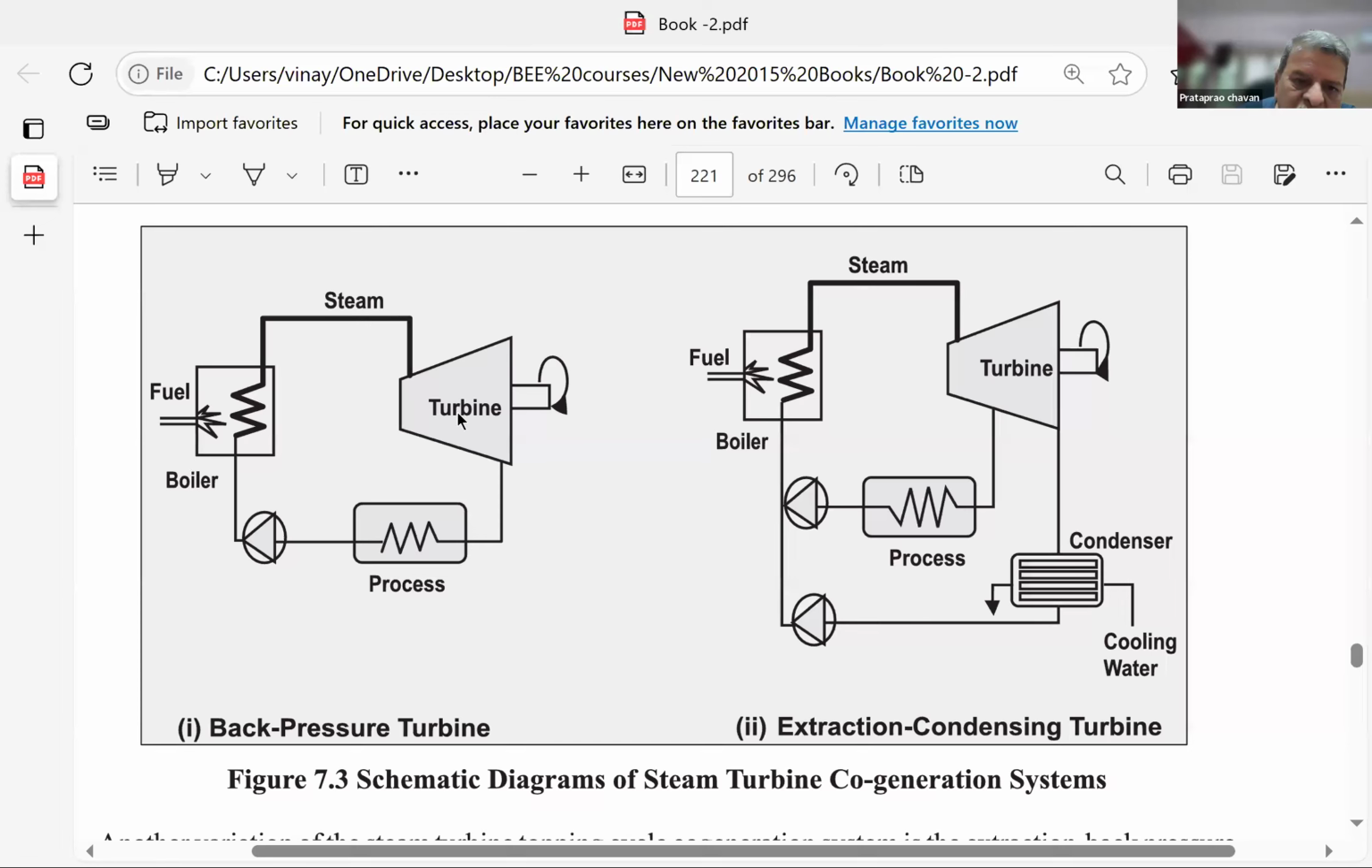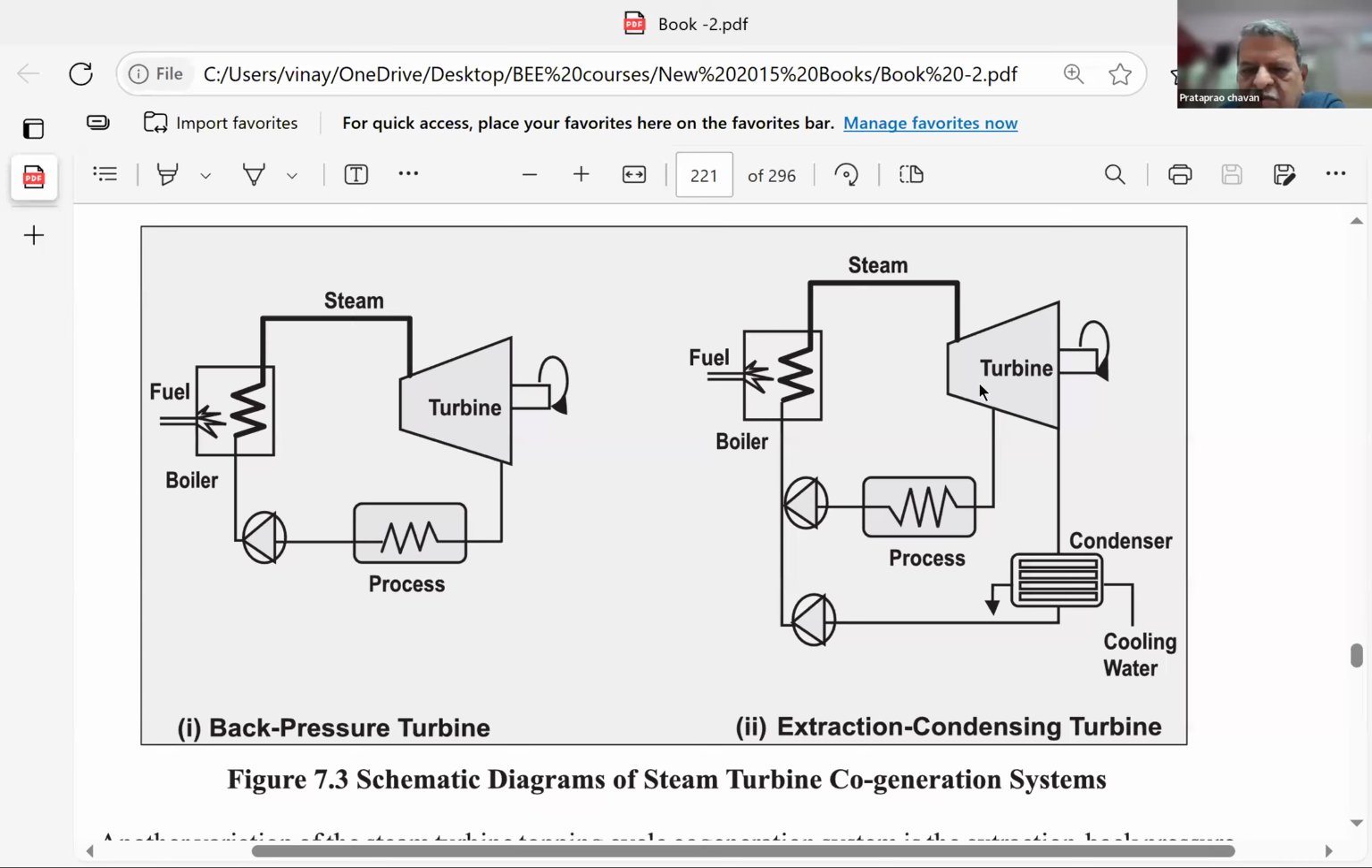Instead of allowing the turbine steam to condense, that means at the lowest pressure, you tap it prior to that. And while it has pressure and temperature, use it for process. This type of turbine which does not exhaust into a condenser is called a back pressure turbine, because the steam coming out of the turbine has certain pressure.